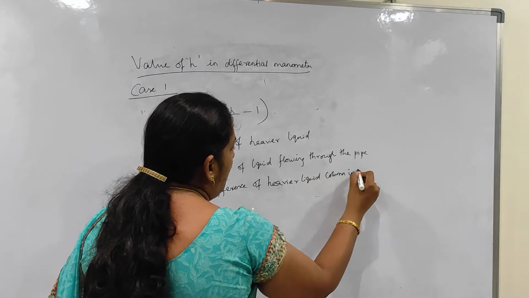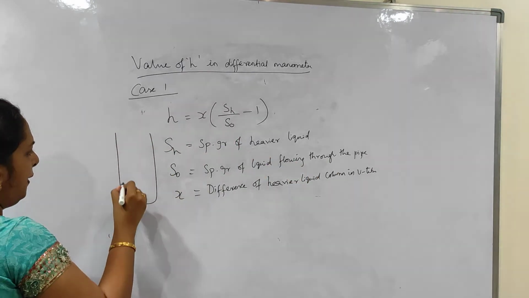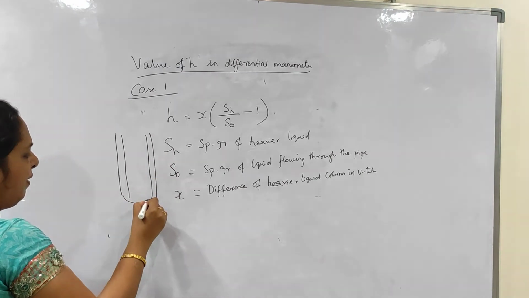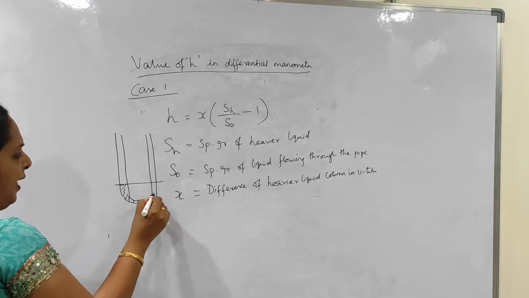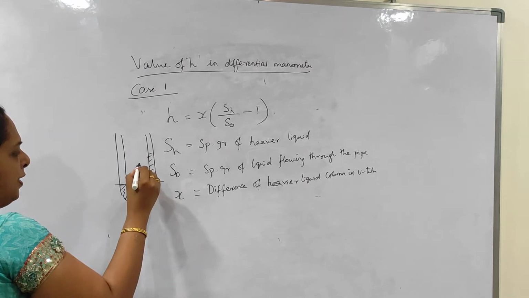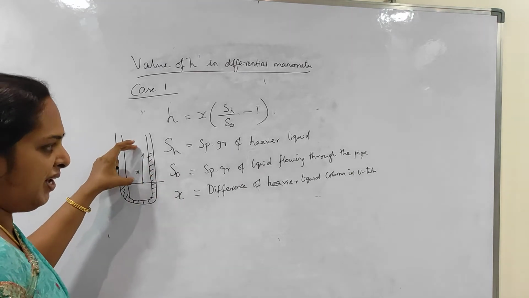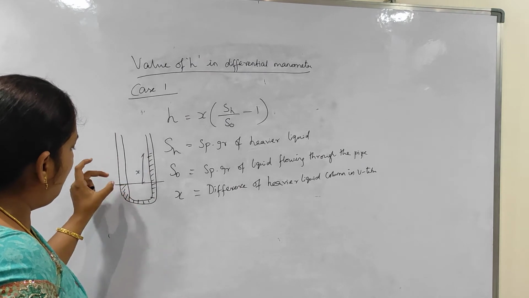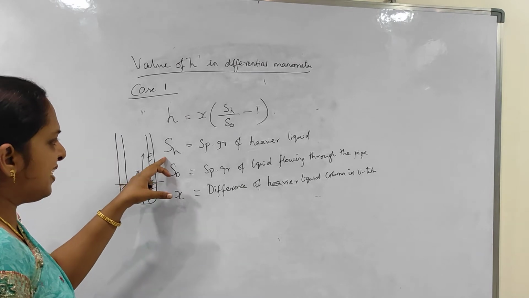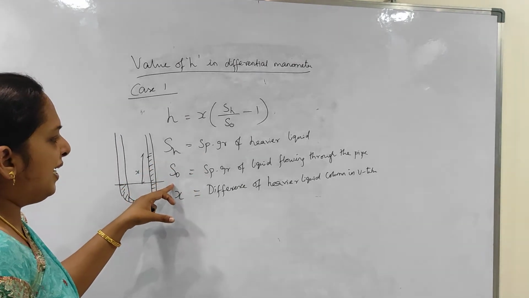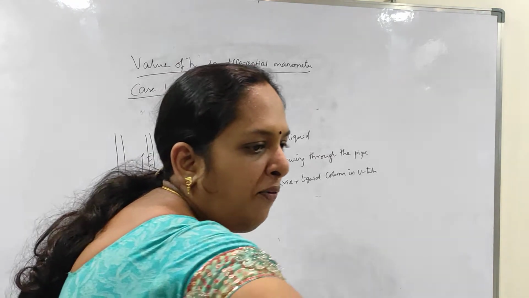When you recall the manometer that we studied, here we will be having a U-tube manometer, and here we will be having a datum line. Mercury will be there here, and at the top it will be going like this. So this will be your X, the difference of heavier liquid in the column in the U-tube. So the difference is from here to here. Here SH is the specific gravity of the heavier liquid, and S0 is the specific gravity of the liquid flowing through the pipe. Now we will go for case 2.